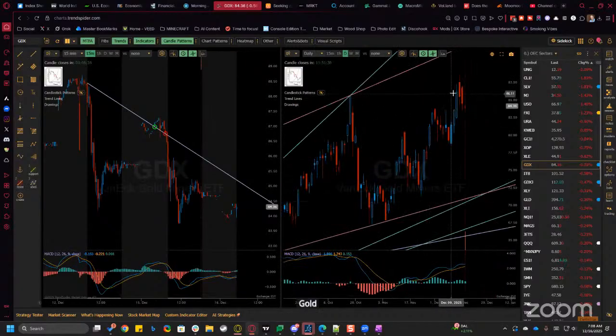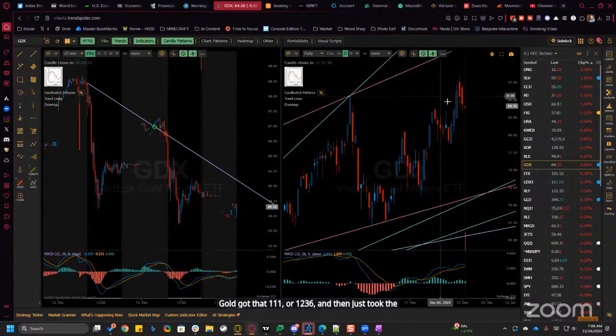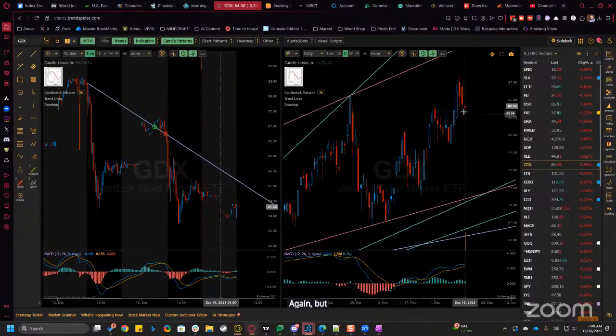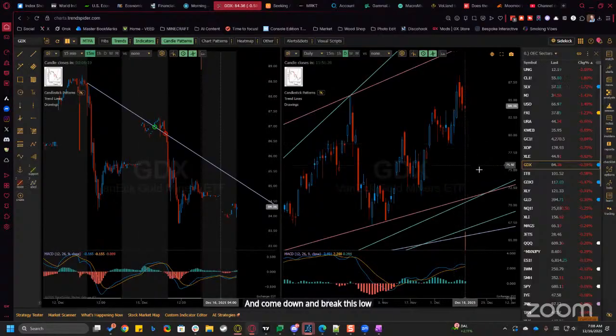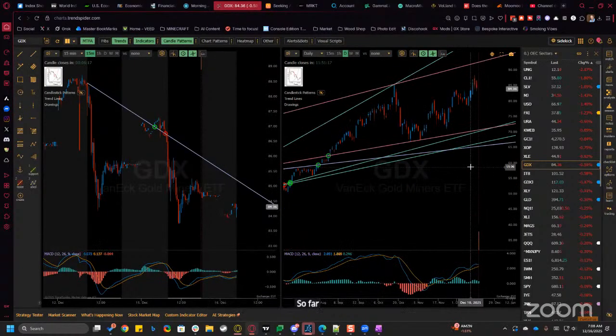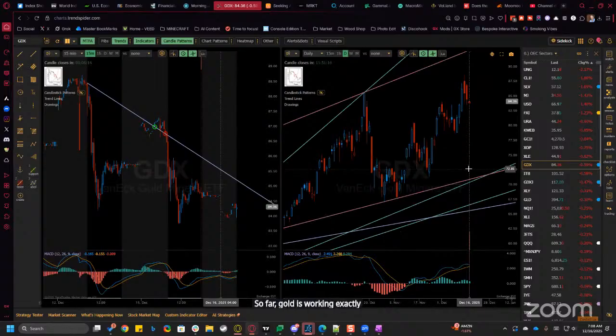Gold got that 111 or 1236 and then just took the smackdown again. But it's higher lows. So we want to see if this turns into a higher low or if we're going to break the mid here and come down and break this low and set a new low. So far, gold is working exactly like a measured move should. I mean, this is really beautiful stuff. Like pinup posters for price action.